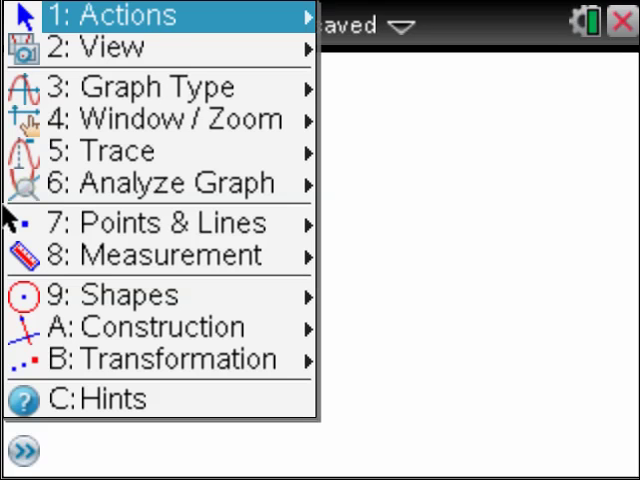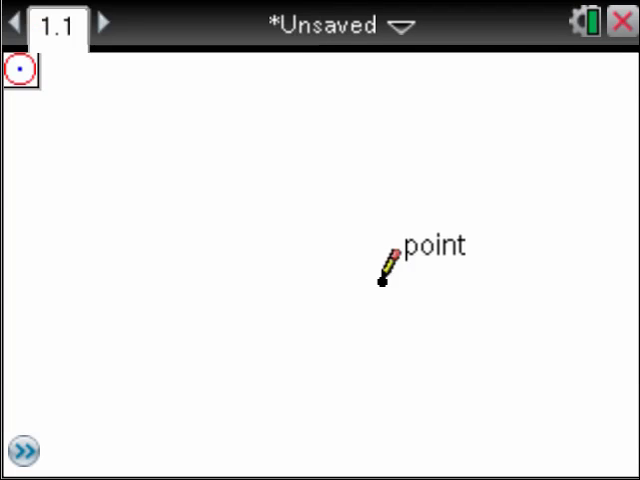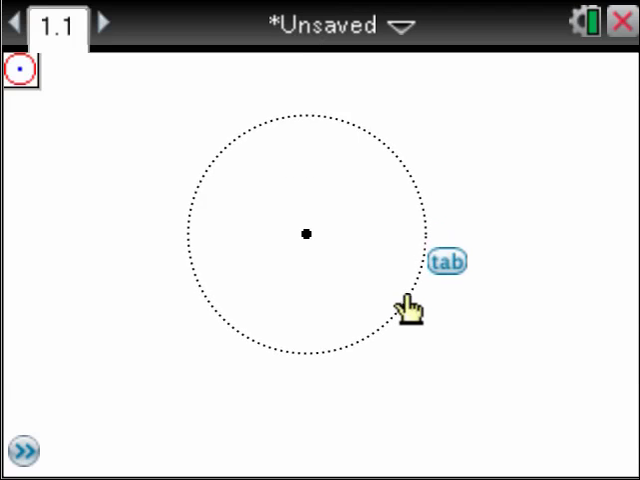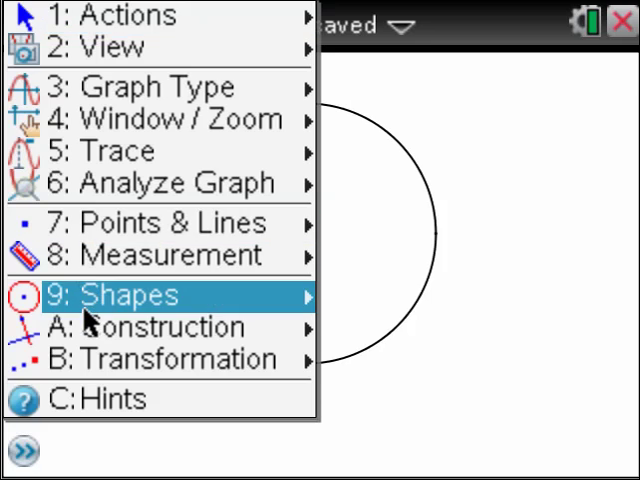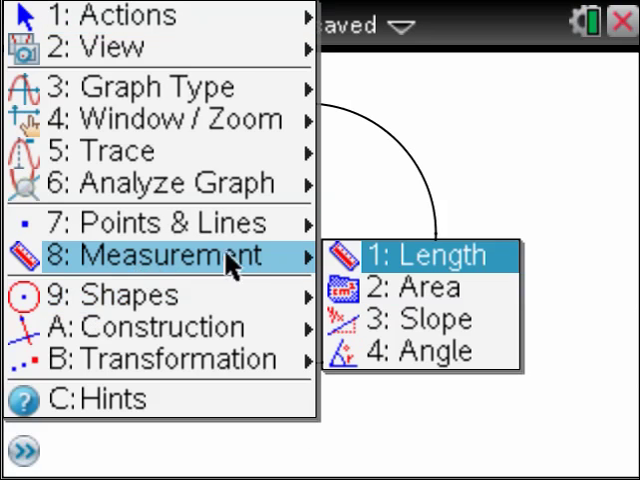So here's a method for measuring a reflex angle. And this works either in a graphs or a geometry page. I am doing this on a geometry page. And it begins by graphing a circle. So I'm just going to do any circle. And one of the things I'm going to need about this circle is its radius.